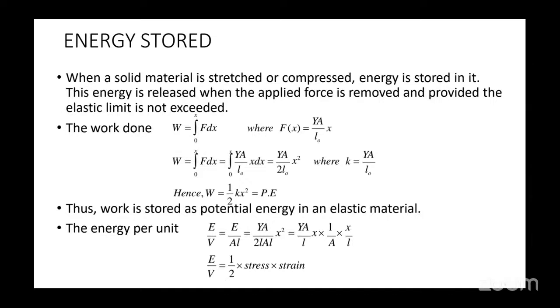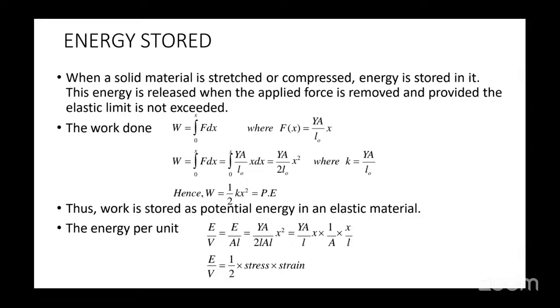So to determine the energy per unit volume, all we need to do is divide the energy by volume. Energy per unit volume is energy over volume. So if we take that expression and divide it by volume, you see the expression there, E over V, which is equal to E over AL. AL, that is area times length, will give us volume. So we are trying to simplify to show how our energy per unit volume can be represented in terms of stress and strain.